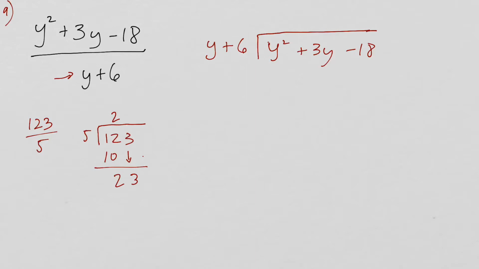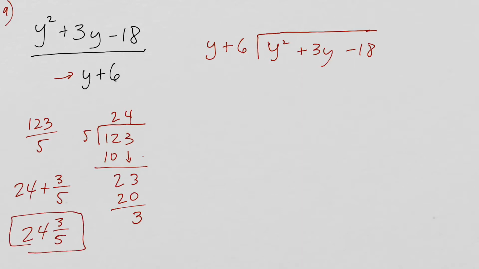So 5 goes into 23 4 times. 4 times 5 is 20, and we subtract and get 3. So this is 24 plus our remainder over our divisor. And we don't write numbers this way. We instead squish them together, but we wouldn't do that if those were polynomials. So that's that. So let's do the same thing here.